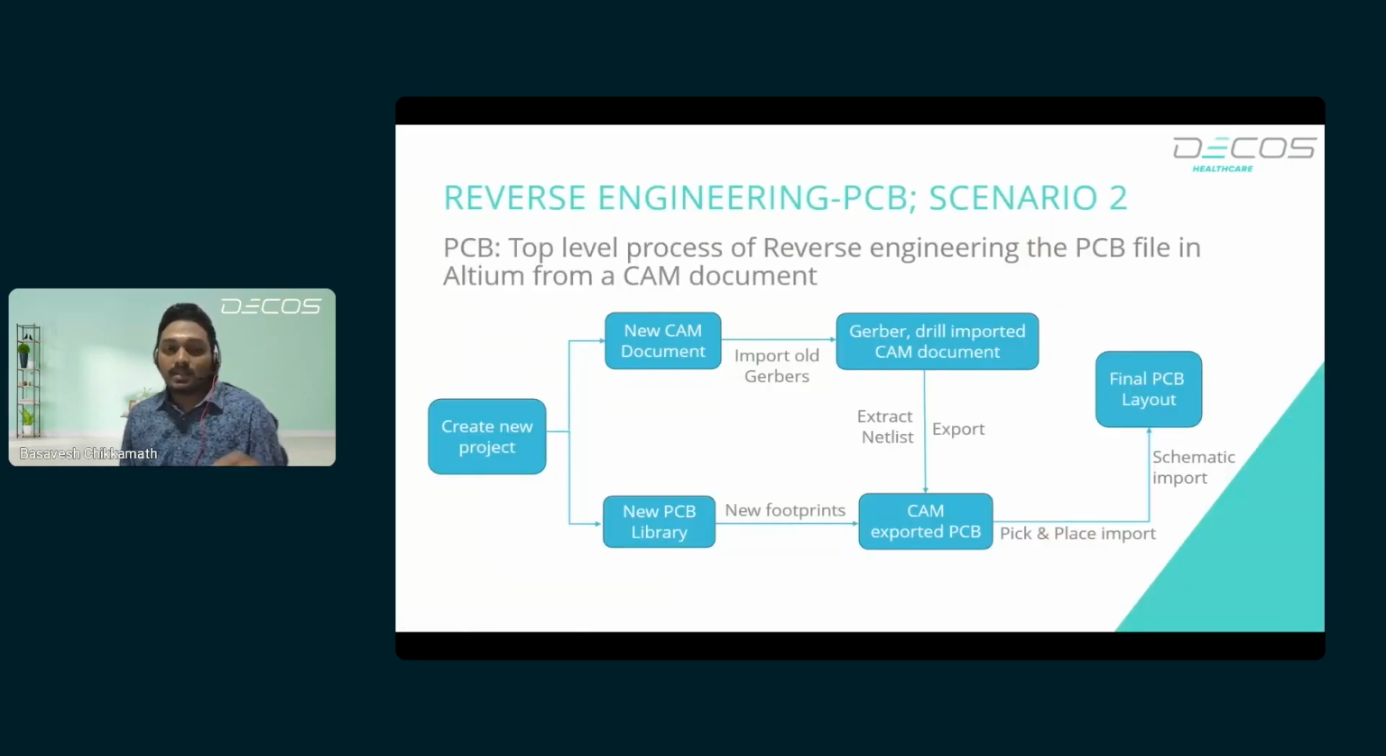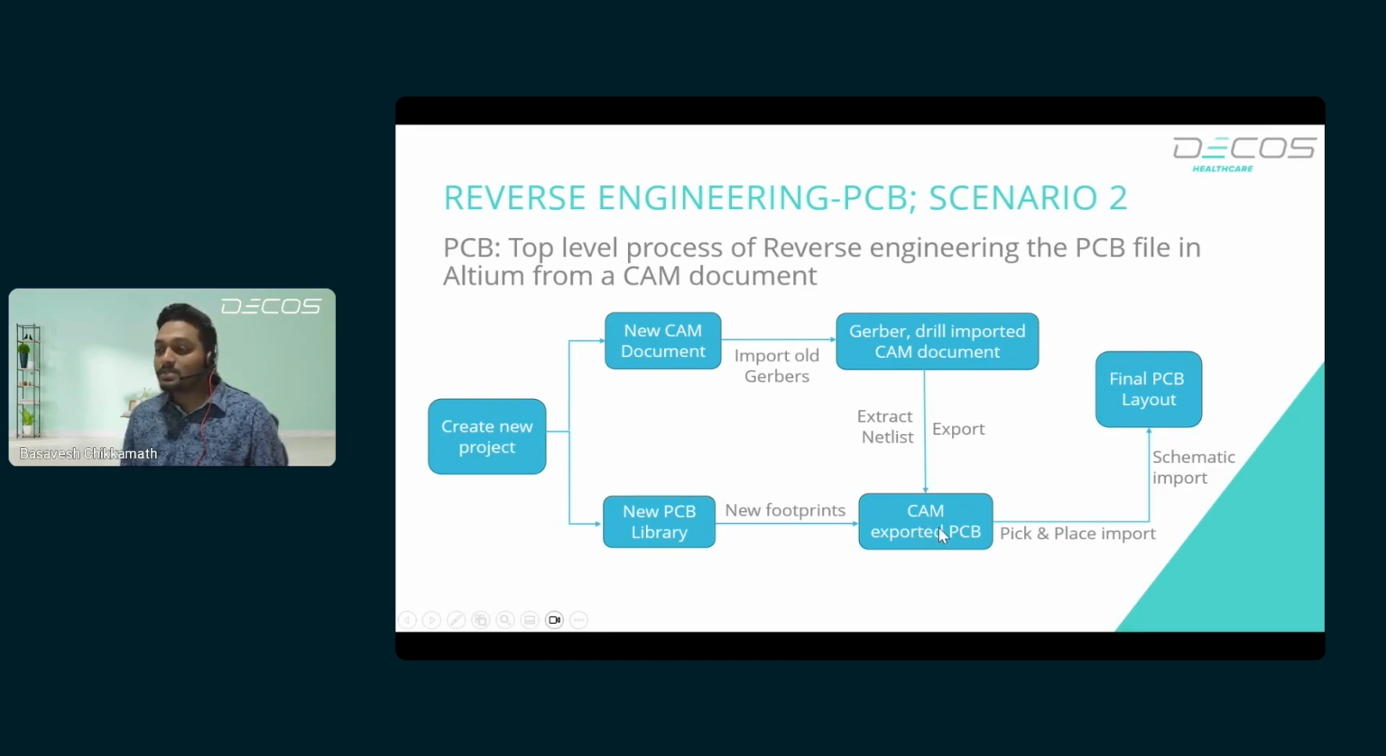In scenario 2 of PCB layout reverse engineering, in which the ASCII file is missing, we must follow some additional steps compared to scenario 1. First, we need to create a new project file in Altium. To that newly created project file, we'll add a new CAM document as well as a new PCB library. To the newly added CAM document, we will import the Gerber and the drill data. Once you have imported the Gerber and the drill data, we should be able to extract the netlist and export the PCB from the CAM document.